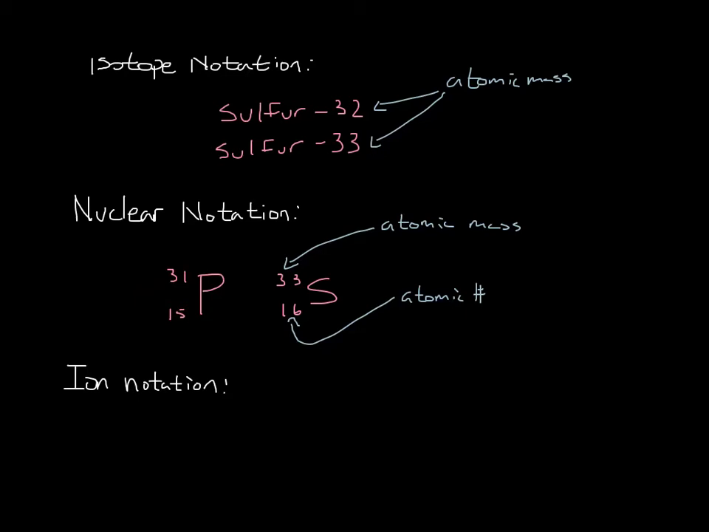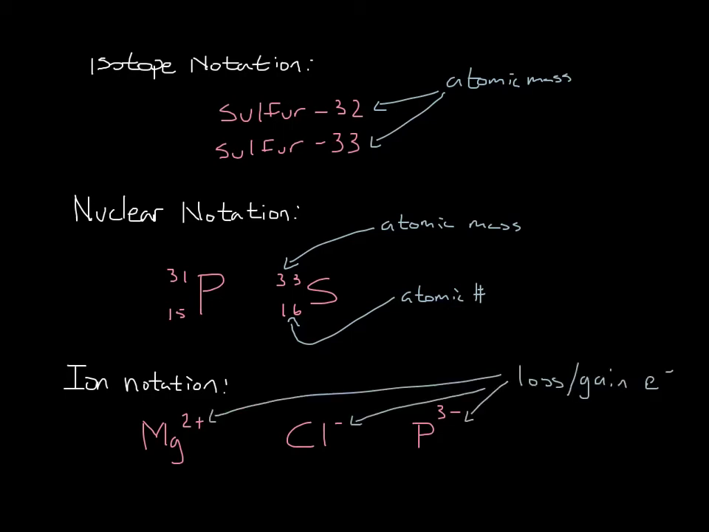And the last one is ion notation. So we can have what's called ions, which are just elements that have a charge. For example, magnesium 2+, or chloride, which is Cl-, or phosphide, which is P3-. All of those have a charge on them, and the charge is due to a loss or gain of electrons. It's not due to a change in protons. It can't be due to a change in protons. It's just due to an imbalance of electrons only. If you change the number of protons, you completely change the element.